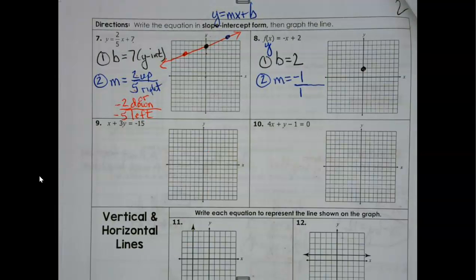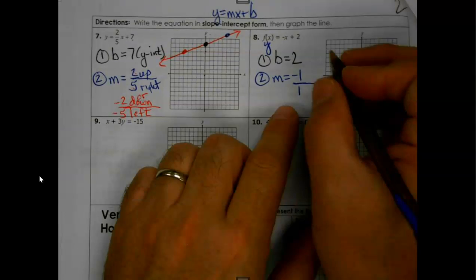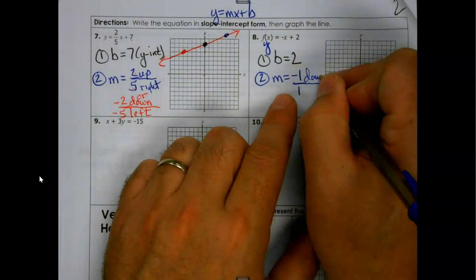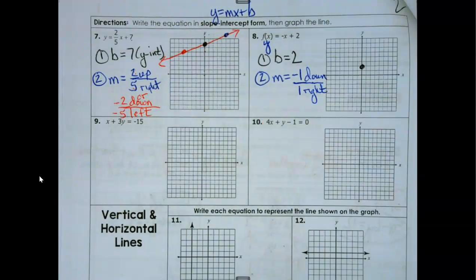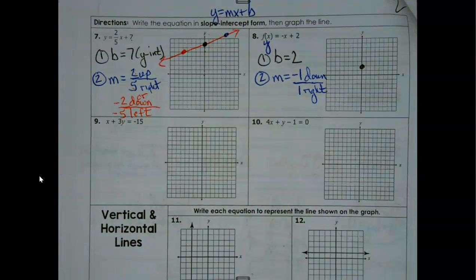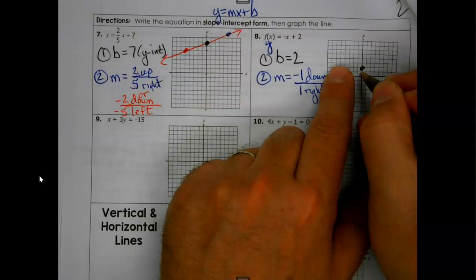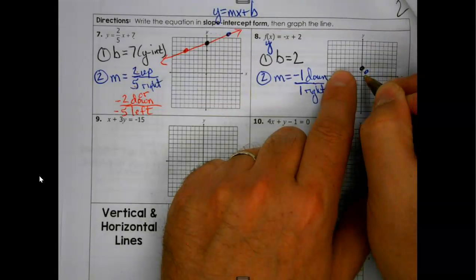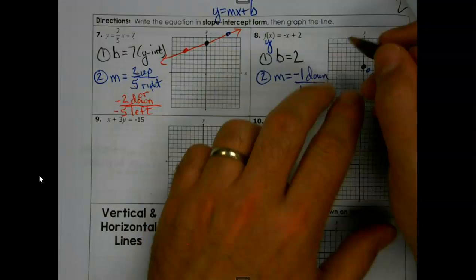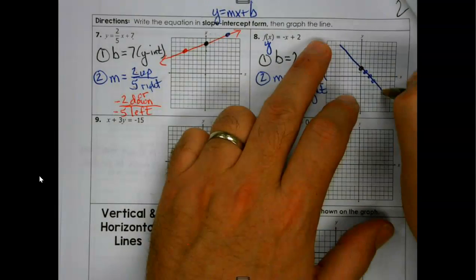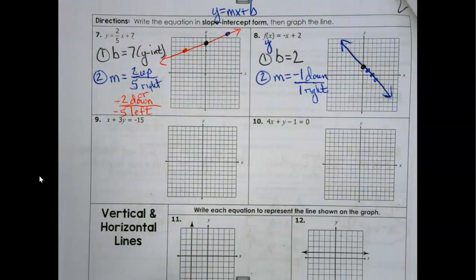So I plot my y-intercept first, my b. Do you have to write down every single time what direction it is? If you're feeling good, no. But if graphing's never been a strength, I would. 1 down, 1 right. 1 down, 1 right. Make a few dots. Connect the dots.